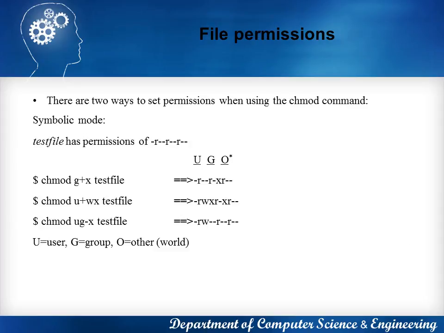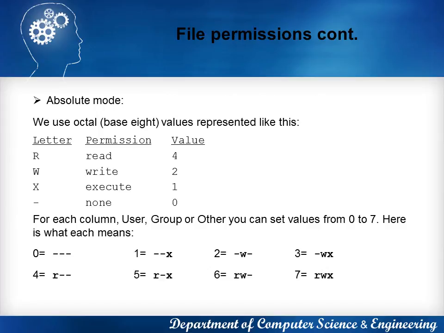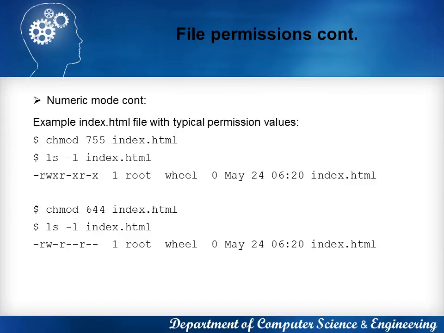Symbolic mode. Now we are going to learn how to set file permissions in symbolic mode. In symbolic mode, U indicates user, G indicates group, O indicates other. Just now what I discussed: plus indicates adding permission, minus indicates removing permission, equal to indicates assigning the permission. This indicates only read and execute. Now this is the way to change the file.